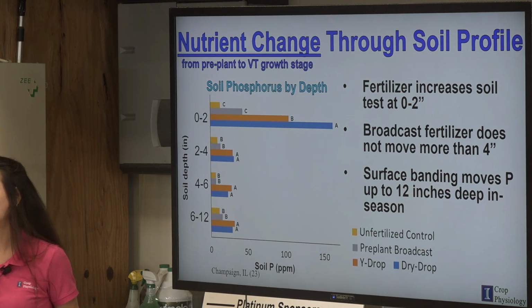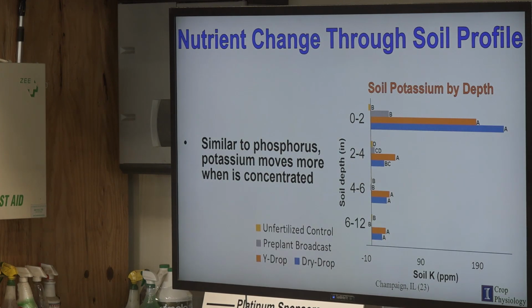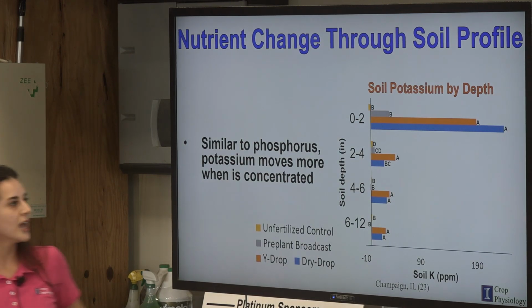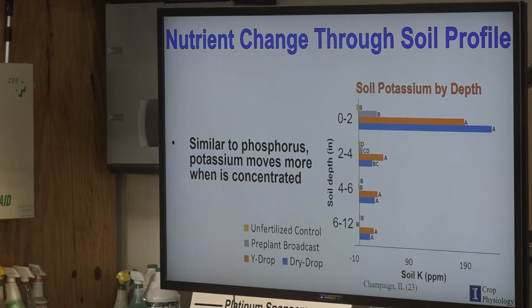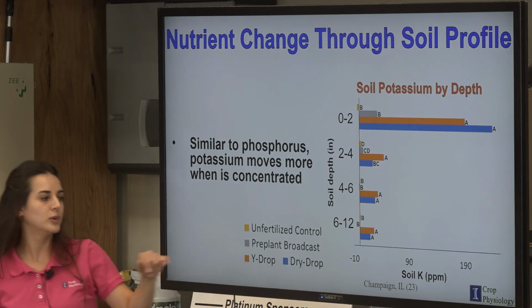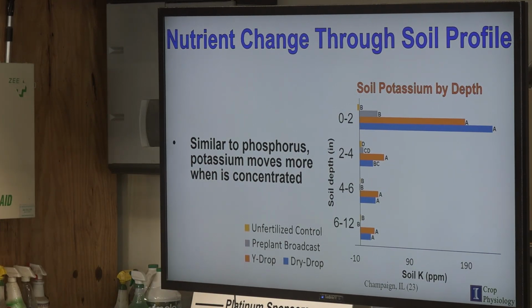Does it happen only with phosphorus? Actually, no. We actually saw the same behavior with potassium. Every time we concentrate a nutrient in the top of the soil, we actually move it way more than when we just broadcast fertilizer. And that means that with the same rate of fertilizer application, we're actually going to have more nutrient availability for the plant.